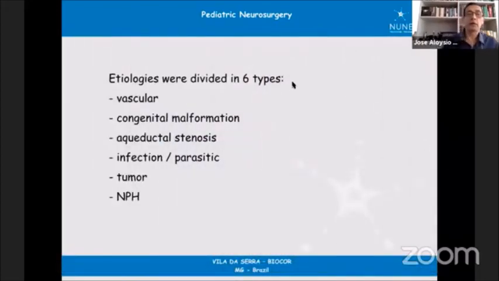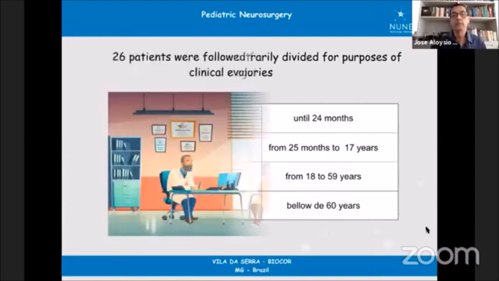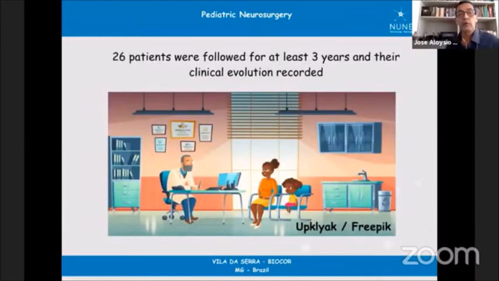We divide the etiology in 5 types. And for the age group, we create one group up to 24 months that we called infant. It's our main interest. Then child up to 11 years, adult and seniors. And we followed 26 patients for at least 3 years. We recorded the evolution.